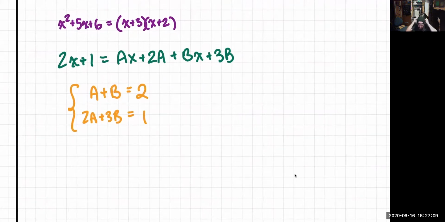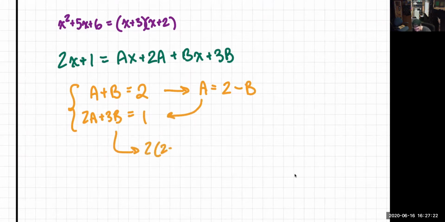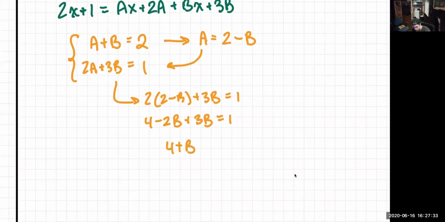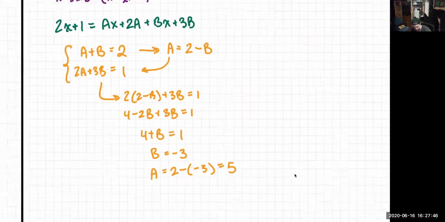I'll choose, we did elimination last time, I'll do substitution this time. I'm going to substitute that a equals 2 minus b into this equation. So that'll give us 2 times 2 minus b plus 3b equals 1. So 4 minus 2b plus 3b equals 1. So 4 plus b equals 1, which means that b is negative 3. Because a is 2 minus b, that means a is 2 minus negative 3, which is 5.